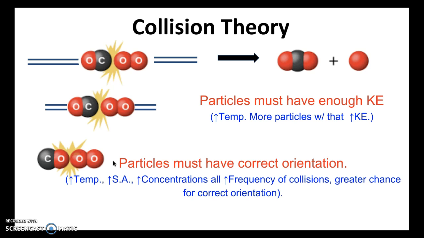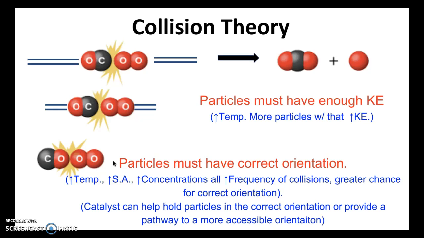There are several ways that we can increase particles having the correct orientation. The first thing we're going to look at is increasing the frequency, or the number, of collisions, because by increasing the number of collisions, you have a greater chance of the collisions having the correct orientation. Things that increase the frequency of collisions are increasing temperature, increasing surface area, and increasing concentration. All of those will increase the frequency, thereby increasing the chance of correct orientation.